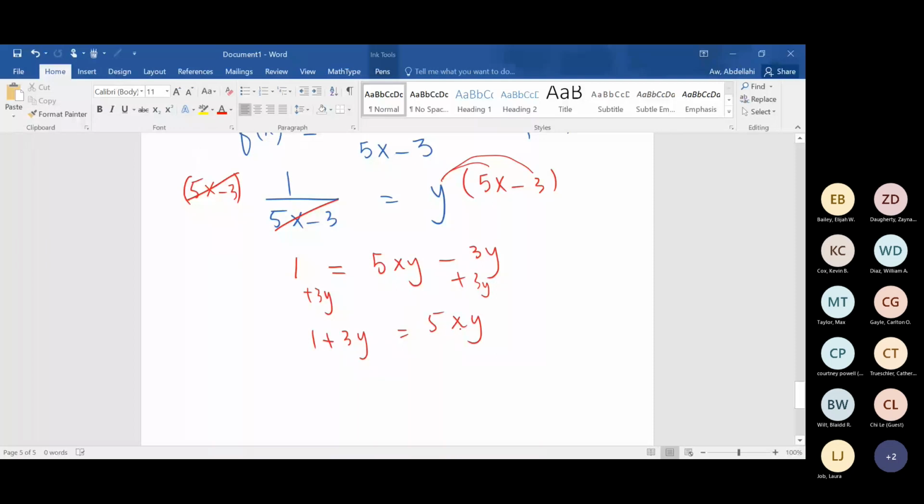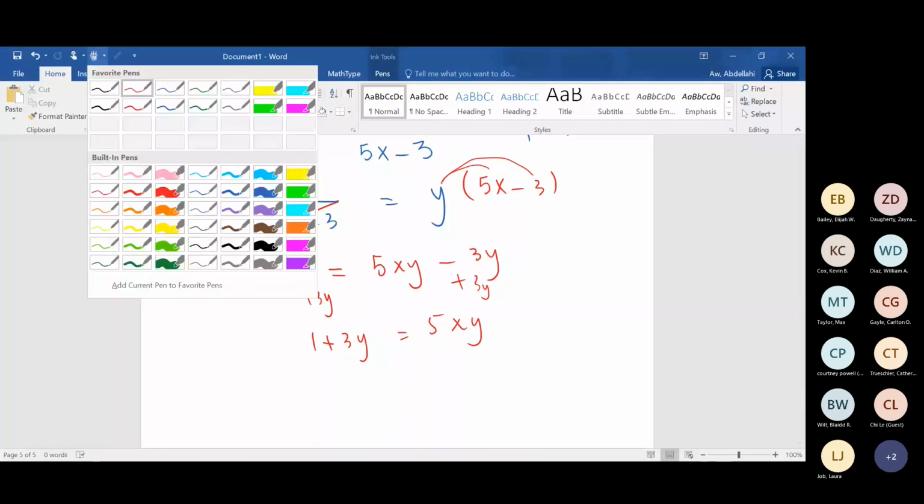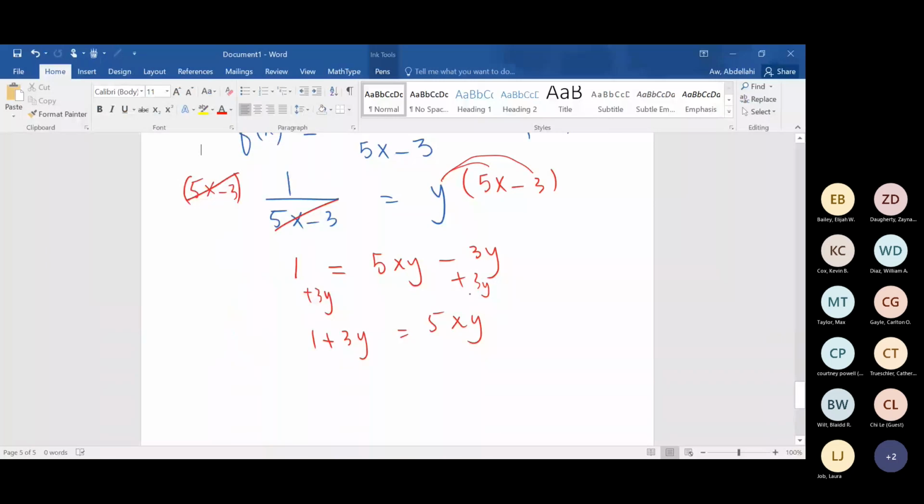I need to divide by what to get x by itself? On both sides, I need to divide by what to get x by itself? 5. 5 what? Oh, xy. No, I want to get x by itself, so I have to divide by 5 what? 5y, right? Okay, so they can cancel out, you see? I divide by 5y. So I got f minus 1 of x is equal to (1 plus 3x) over 5x.